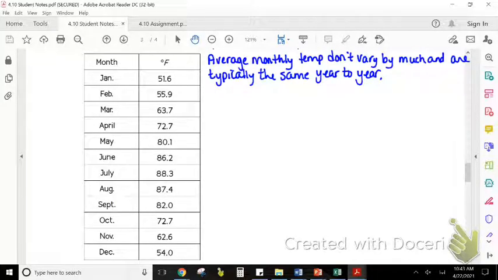Alright, then 5b says let's model this graph with the sine function in the form of y equals a sine of bx minus c plus d. Use your data plot to estimate the amplitude, period, vertical and horizontal translations. Use these values in the sinusoidal equation and test your model by using your calculator to graph it on top of the data.